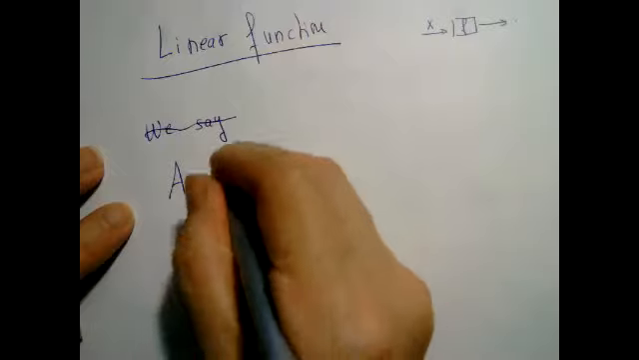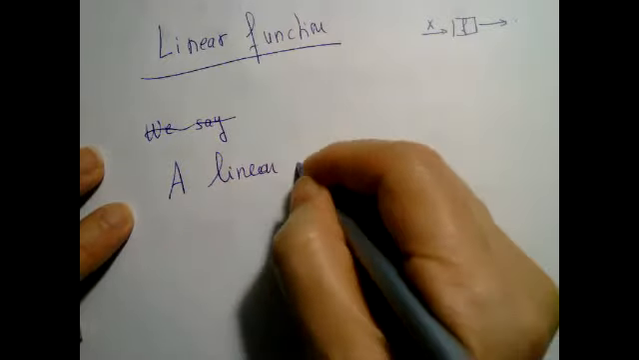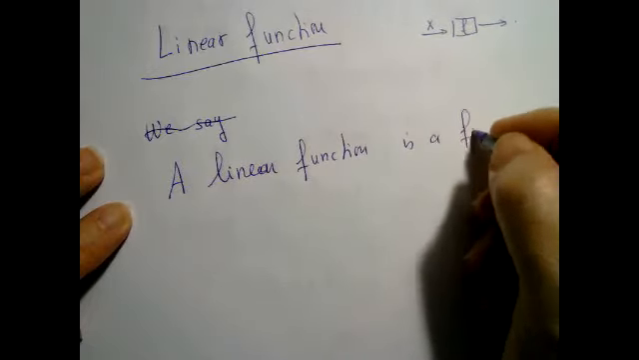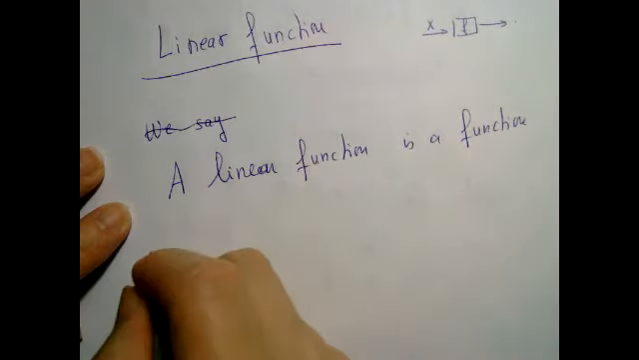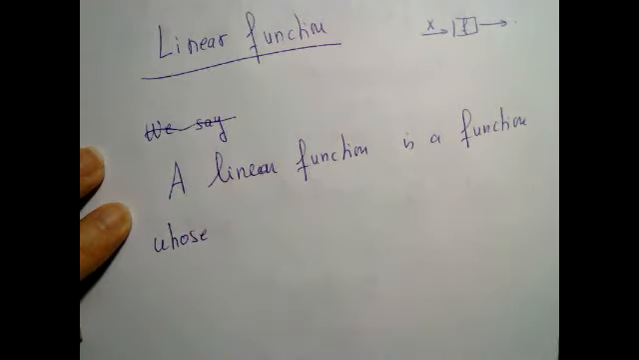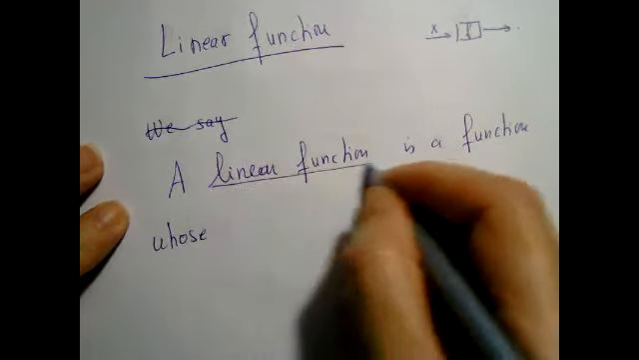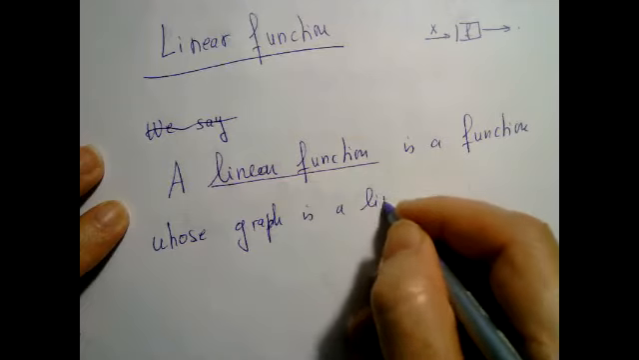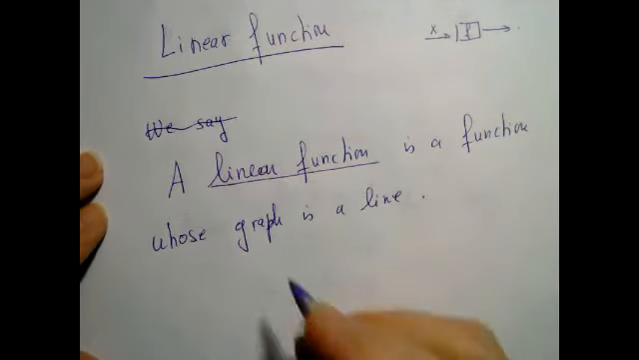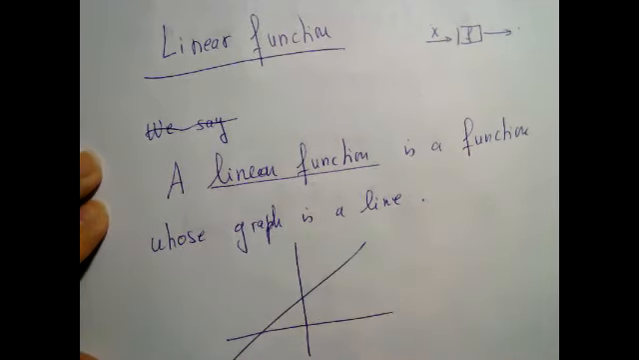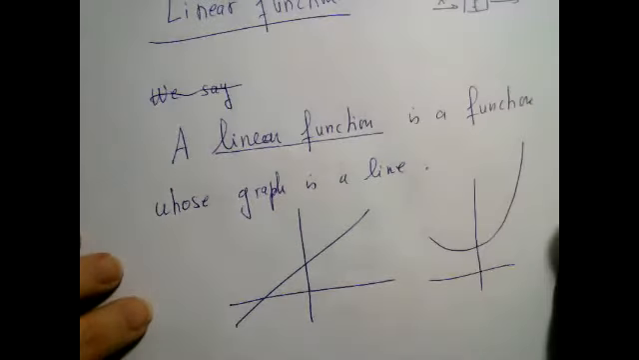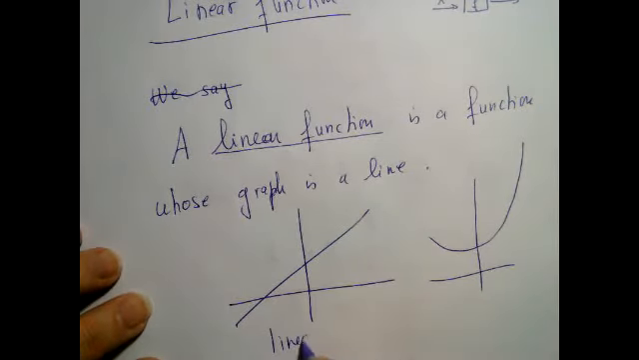The definition. A linear function, whenever I tell you it's linear, is a function whose graph is a line. A linear function is a function whose graph, when you graph it, is just a straight line. In other words, when you graph it, that's linear, straight line. That's not linear. Once it curves, that's not linear. So linear, not linear.